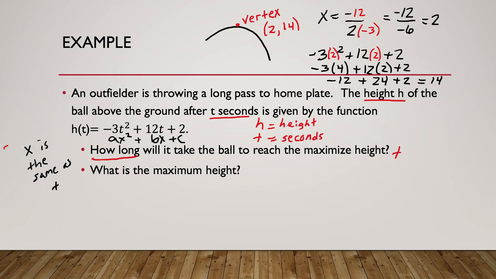Now remember, we've already said that the x is the same as the t. So I'm going to go to my vertex and I'm going to note that the x value is 2. X is the same as t. So my answer needs to be 2 seconds.